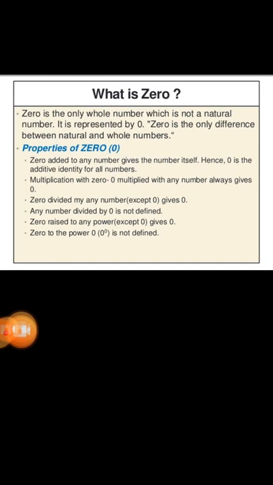Next, we discuss what is 0. 0 is the only whole number which is not a natural number. It is represented by 0. 0 is the only difference between natural and whole numbers.